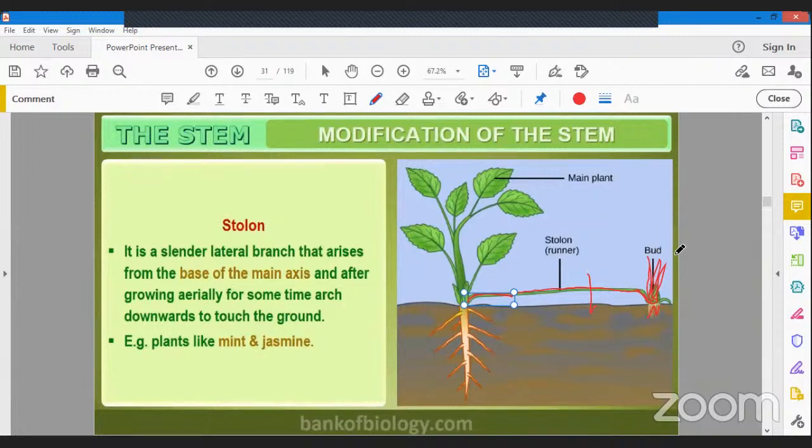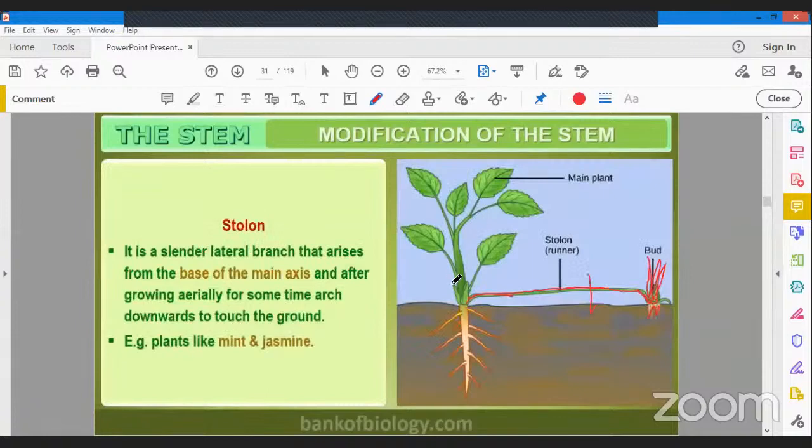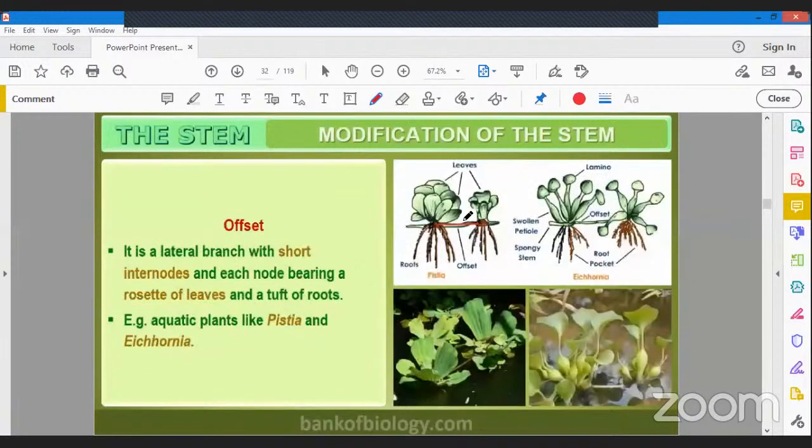Done. So take it down students fast. Next, offset. Offset, here too, there is a lateral branch with short internodes. So you might ask, sir, what is the difference? See, can you see here, the internode is long, here the internode is short. So the distance is very less. So at the node what will happen, there is a tuft of roots and leaves. See how many roots have come here, how many leaves have come together.